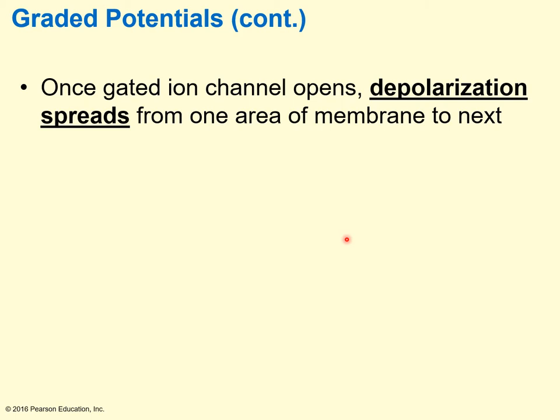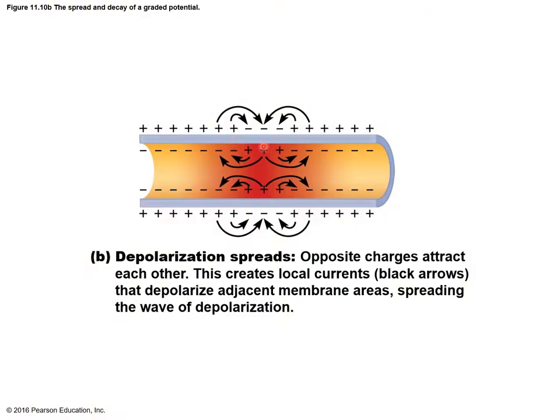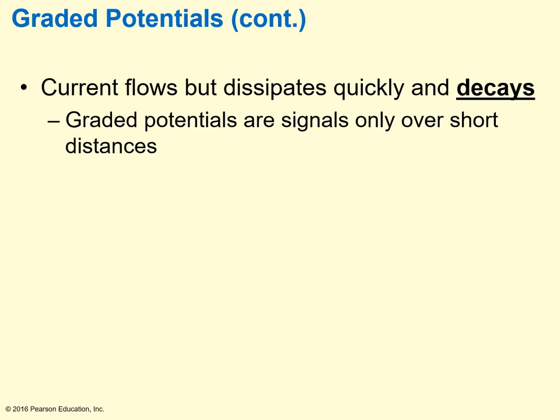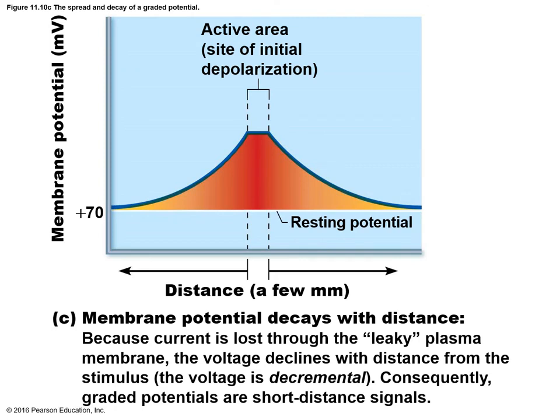Now, depolarization, what's going to happen, that gate opens, you've got sodium flushing in. Are you going to have the change just stay right there? Well, no, it's going to move. Here's your initial stimulus. It's going to move in both directions away from it. So it's going to spread a little bit. It's still very localized. Now, with graded potentials, the charge will dissipate quickly and it's going to decay and break down. So that's why they only cover a very short distance. And that's just showing a few millimeters, that's it, and it's done.